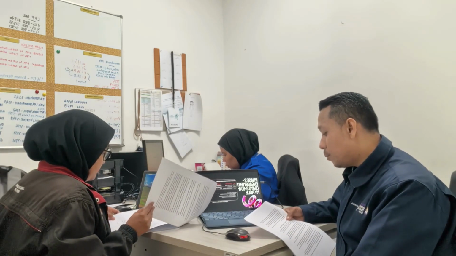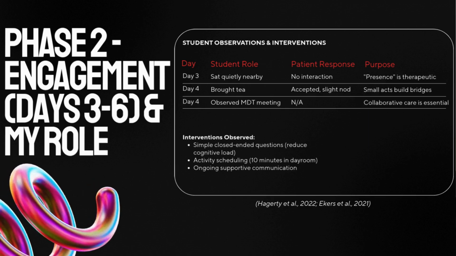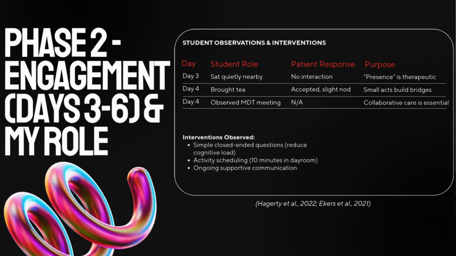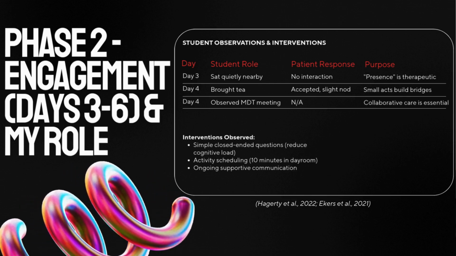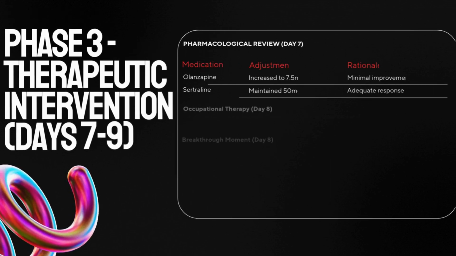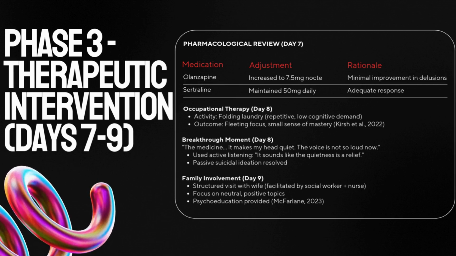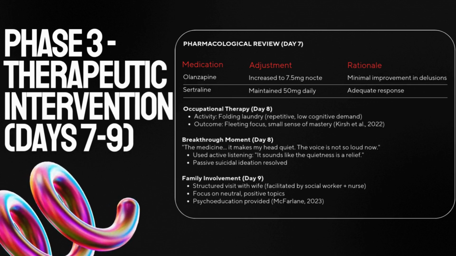The interventions that I observed during this phase included using simple close-ended questions to reduce cognitive load, activity scheduling to encourage time in the day room, and ongoing supportive communication. By day 7, we entered the therapeutic interventions phase, where we saw the first signs of improvement. Pharmacological review, day 7: because there was minimal improvement in his delusions, the psychiatrist increased olanzapine to 7.5 mg at night while maintaining sertraline at 50 mg.